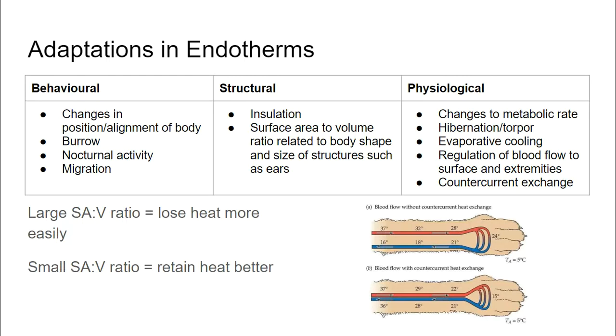When we talk about physiological adaptations, this may include changes to metabolic rate, hibernation, evaporative cooling, regulation of the blood flow to the surface and extremities, and then counter-current exchange. The counter-current exchange is shown in the diagram below, and we see that when we have our veins and our arteries next to each other here, our body is able to regulate its temperature a lot more, and we don't see as much temperature loss as we would have in the top image there.